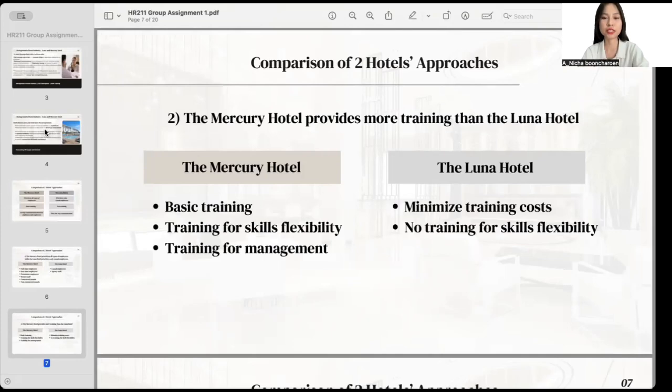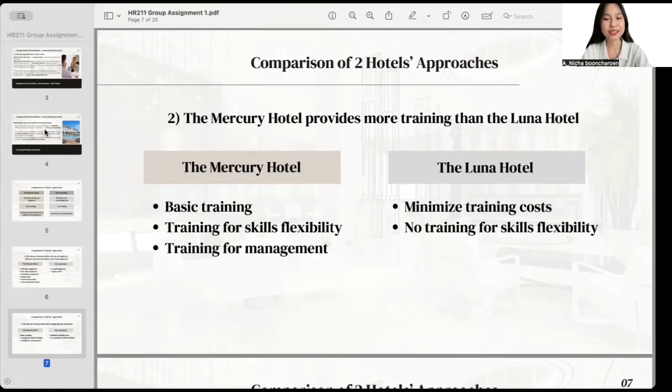Number two is the Mercury Hotel provides more training than the Luna Hotel. And the Mercury Hotel did a very good job in providing training, not only basic training, but also further training for skills flexibility. Training for skills flexibility is like they train every person to be able to do everything. So one employee will be able to do something else outside their responsibility. And training for management, this can be for top managers, because if you train managers well, managers will know how to train their subordinates better as well.